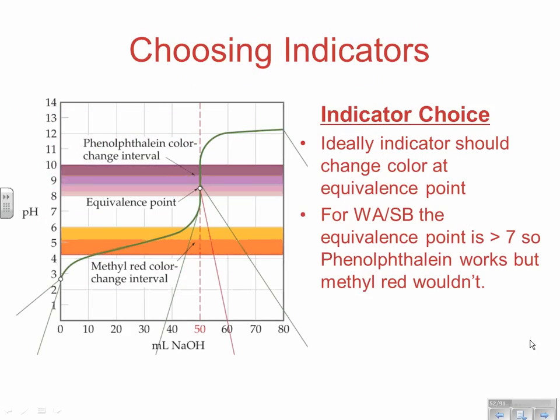Now, choosing indicators. Because you're not at 7 anymore, the same indicator used for a strong reaction might not work anymore. In our strong situation, it kind of went like this. So both methyl red and phenolphthalein worked equally well because they both changed colors in the range of where the equivalence point was. But now that we've got a weak situation, you can see that not every indicator is going to work. Phenolphthalein still works fine, but methyl red is no longer going to be an acceptable option here. So since at equivalence we're going to be slightly basic, phenolphthalein is going to end up in the right range, but methyl red won't work.